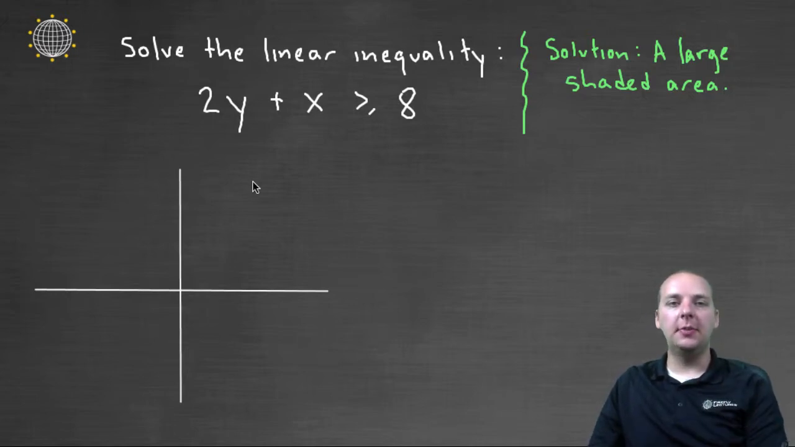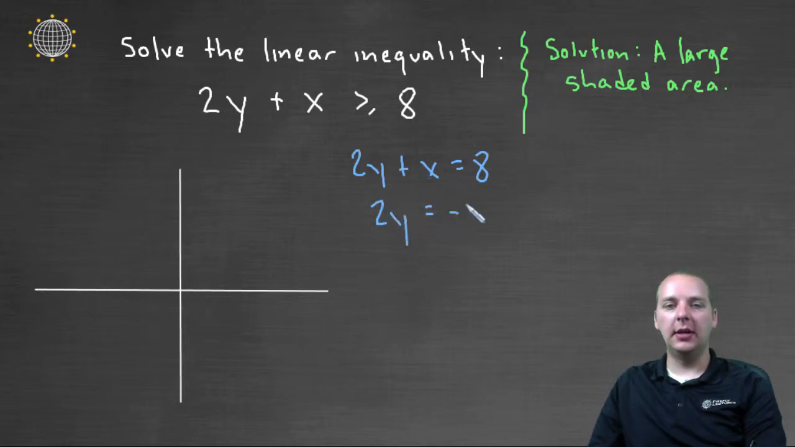So if you remember your steps for how to solve a linear inequality, first we'll temporarily treat this like an equation, 2y plus x equals 8, and then solve for y so we can graph it. So we'll have 2y. If we subtract x from the right hand side, we'll get negative x plus 8, and then dividing both sides by 2, we'll get y equals negative 1/2 x plus 8 over 2, which is 4.